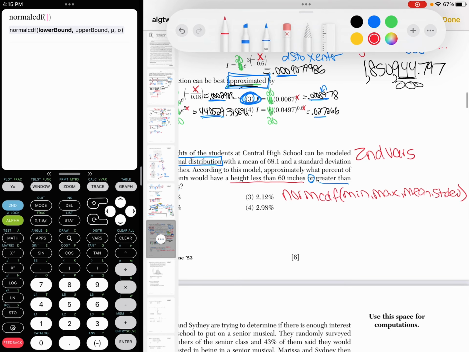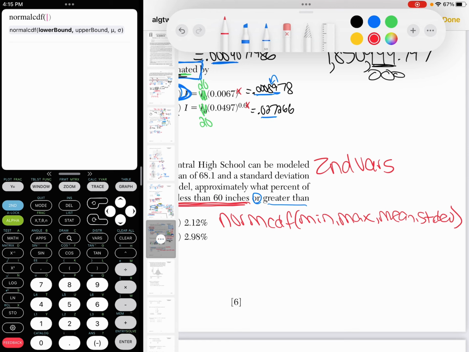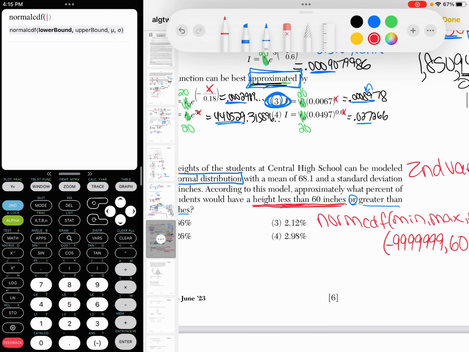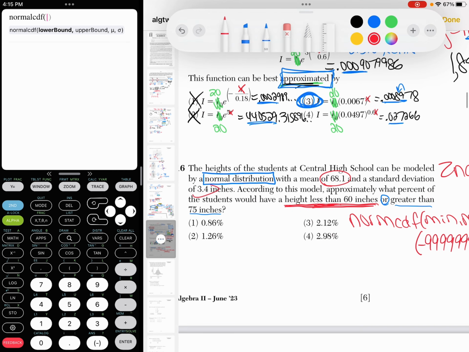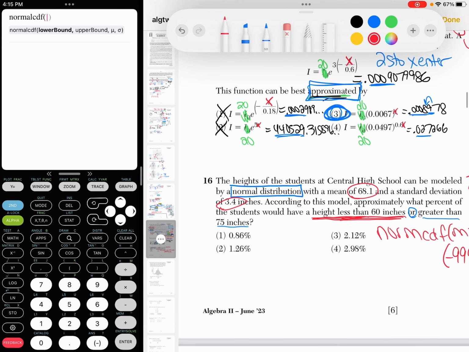So for the first one, which I highlighted or underlined in red, it's less than 60 inches. So if I'm talking about being less than 60, there really is no minimum. It's just anything smaller than 60. So the way we talked about this in class is if there's no minimum, use just the smallest number you can come up with. I do negative and I button mash the heck out of that 9. So negative 99999 is my minimum. 60 would be my maximum because it's everything less than 60, so that has to be the highest. And then the mean and the standard deviation were given in the beginning. It is 68.1. And the standard deviation is 3.4.